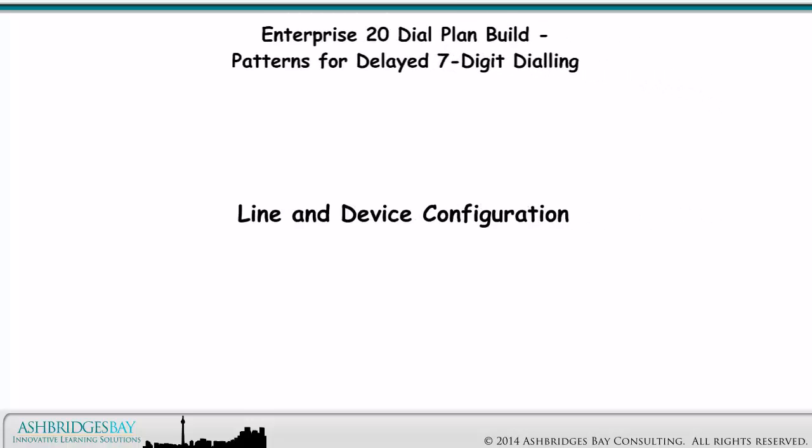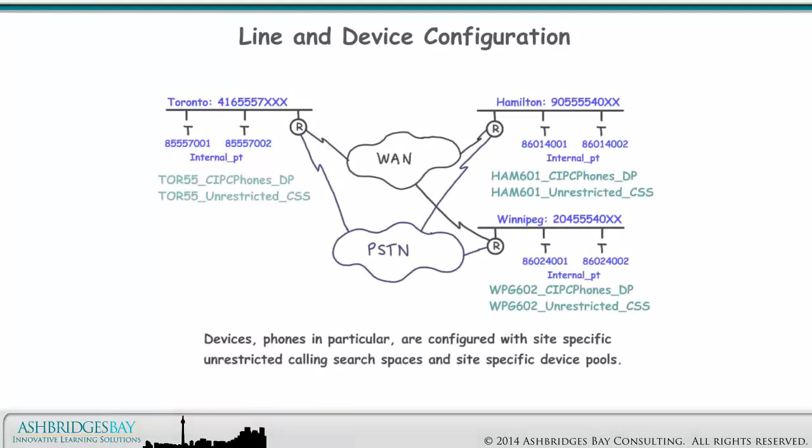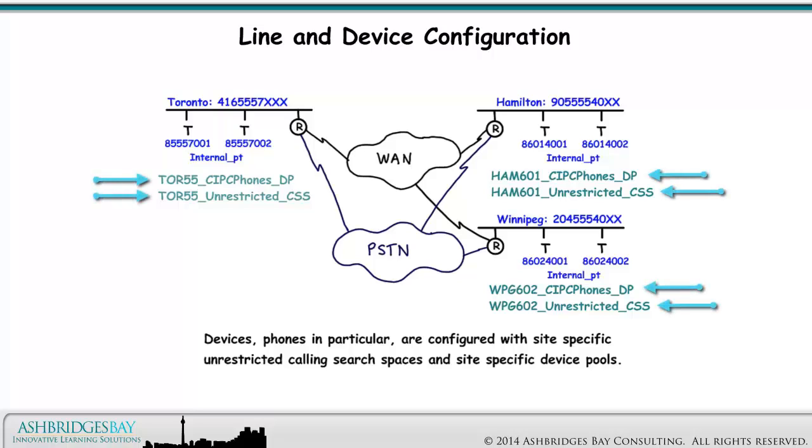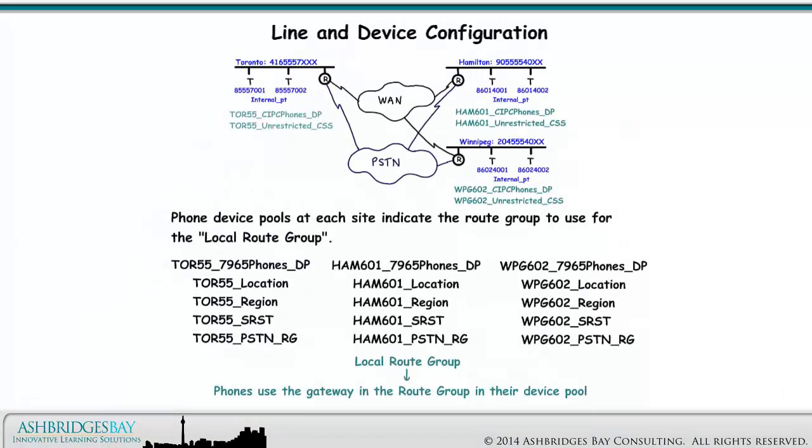Let's walk through the line and device configuration. Devices, phones in particular, are configured with site-specific calling search spaces and site-specific device pools. All lines are in the internal partition. Phone device pools at each site indicate the route group to use for the local route group. Using the local route group in the NANP PSTN route list means use the route group in the device pool.